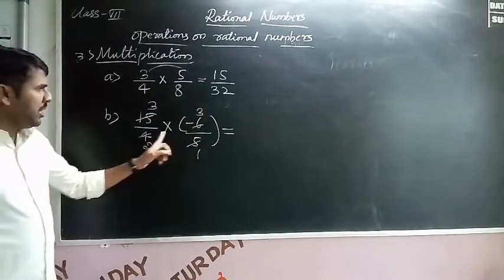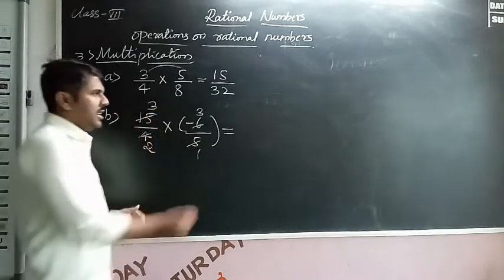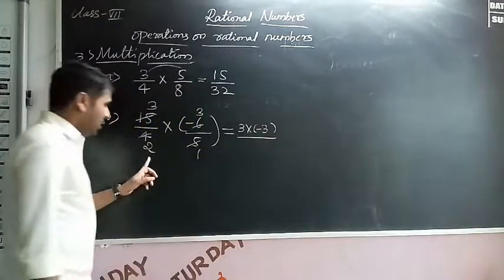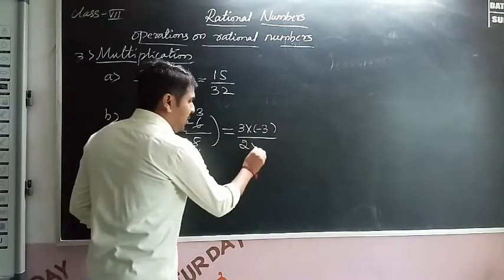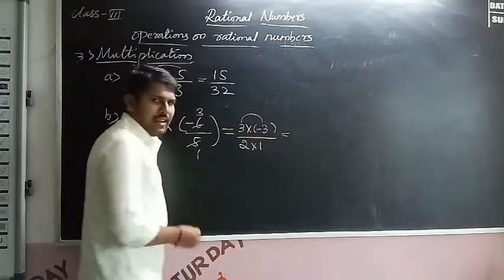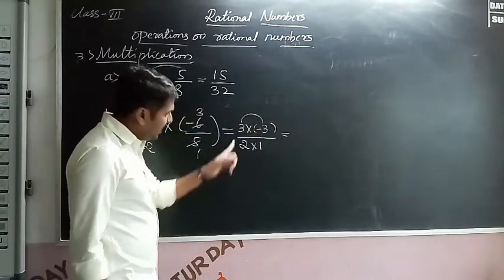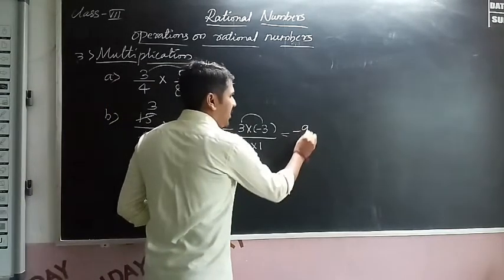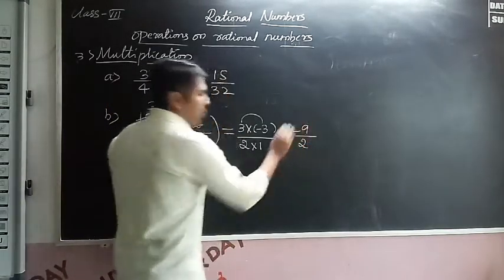So what are the remaining numbers? 3 into minus 3, and 2 into 1. What will we get as the answer? 3 3s are 9. Plus into minus. If there is no sign, a plus sign will be there. Plus into minus, minus. Minus 9 divided by 2.